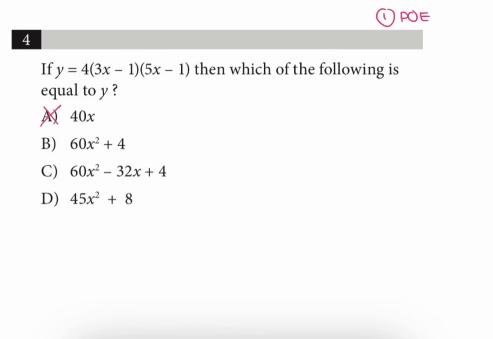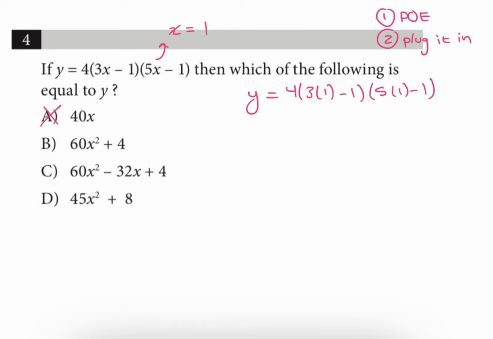So the other method we can use is to plug it in. What this means is you give x a value. Let's say x is equal to 1. And then you place x here in this equation. So it would be 4 times (3 times 1 minus 1), and then (5 times 1 minus 1). And then you just solve for y. And whatever answer you get, you use the same x that you plugged in here in all answer choices, and whichever of the choices matches your original answer, then that's the correct answer.